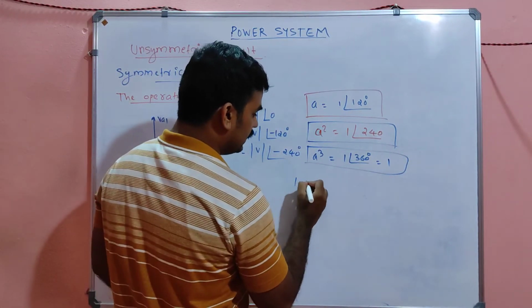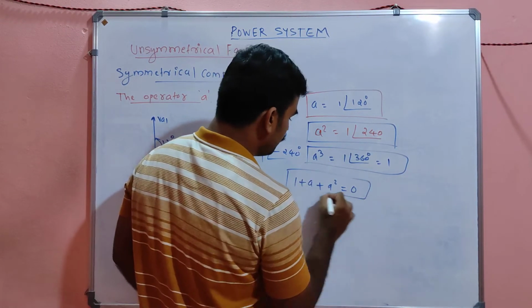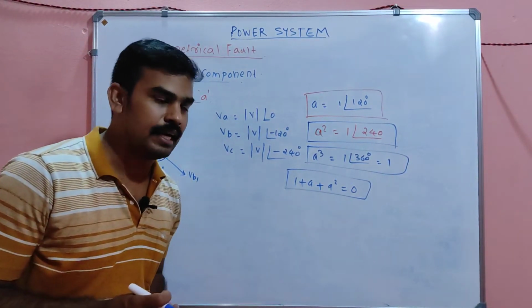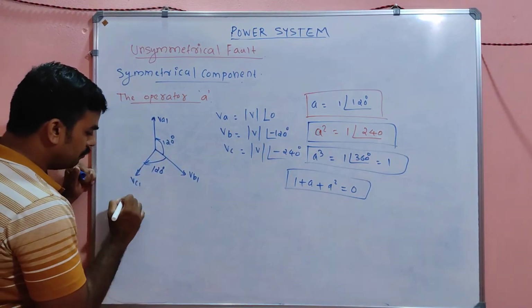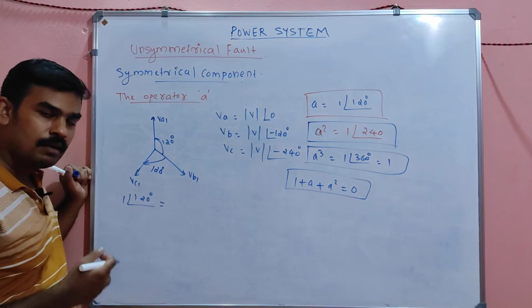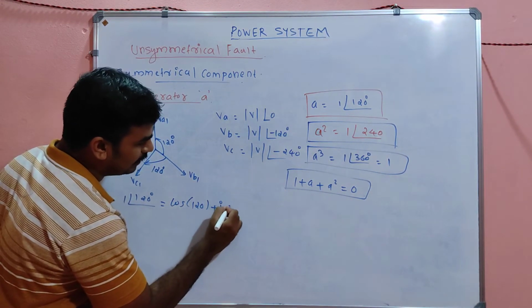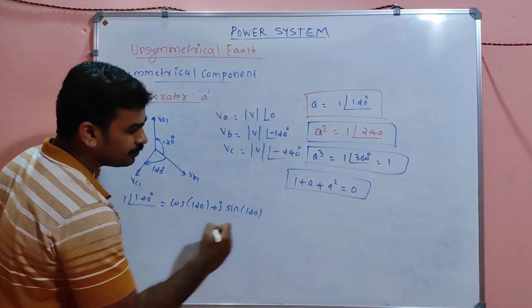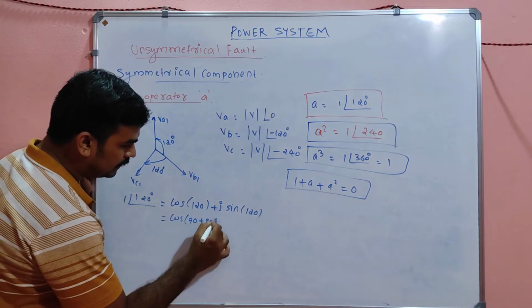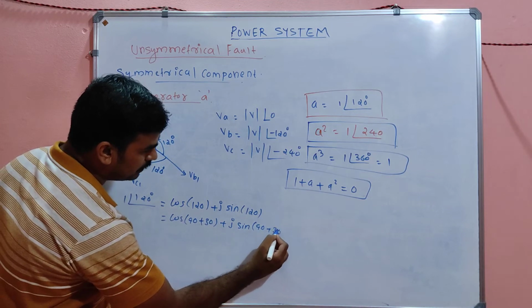Or I can say another identity, 1 plus A plus A square equal to 0. This is a very, very important identity, my dear. How this identity is obtained, I will tell you. One angle 120 degree means R angle theta, which is cos 120 plus j sin 120, which is cos of 90 plus 30 plus j into sin of 90 plus 30, my dears.